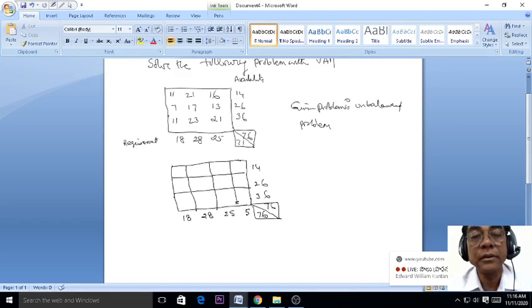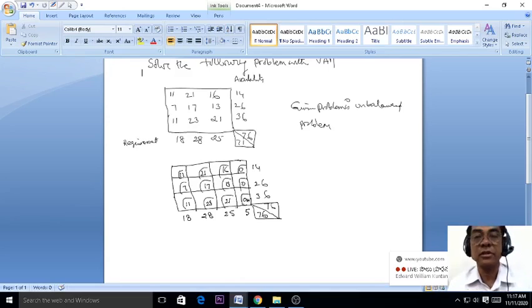All right. Please enter into the table the elements: 11, 7, 11, 21, 17, 23, 16, 13, 21. The remaining all are dummies, zeros. That's all. So once that is done, next go to row penalty.